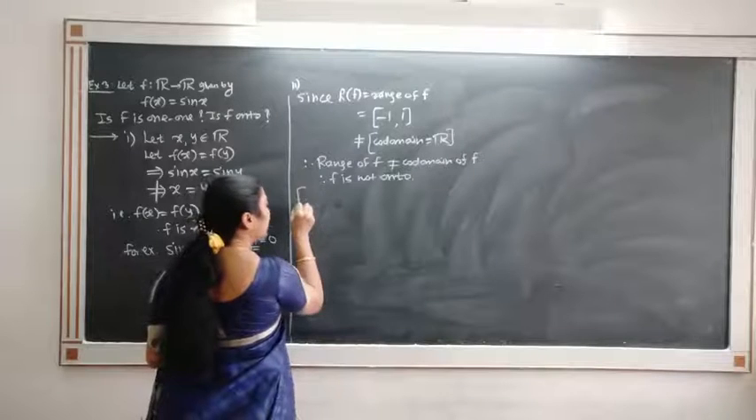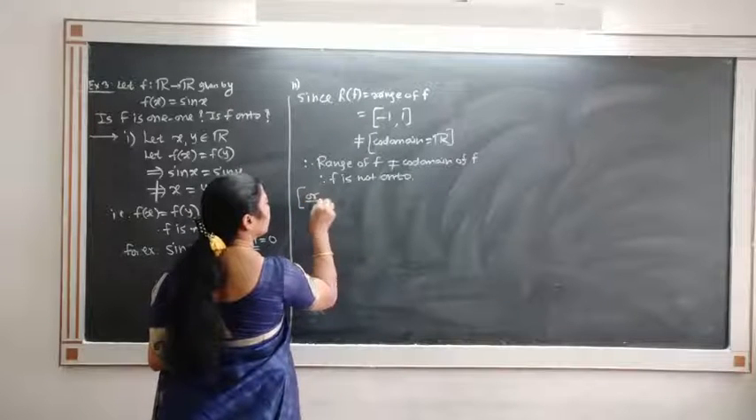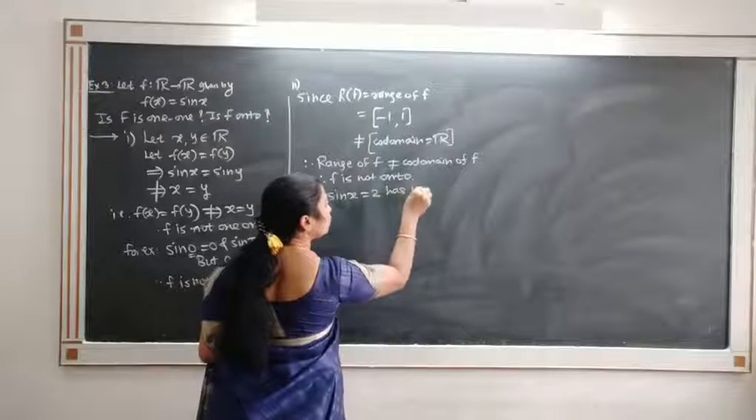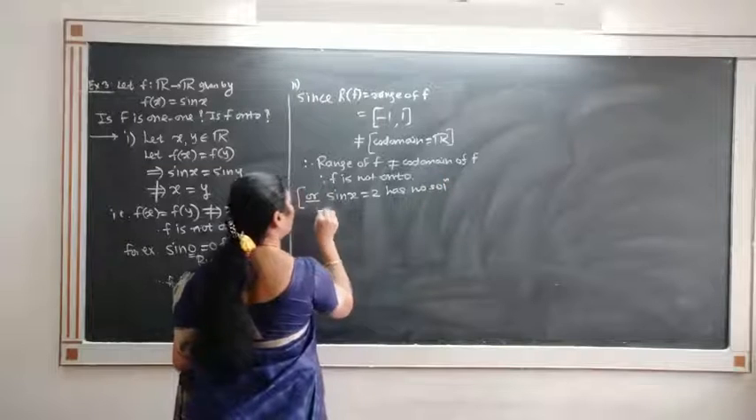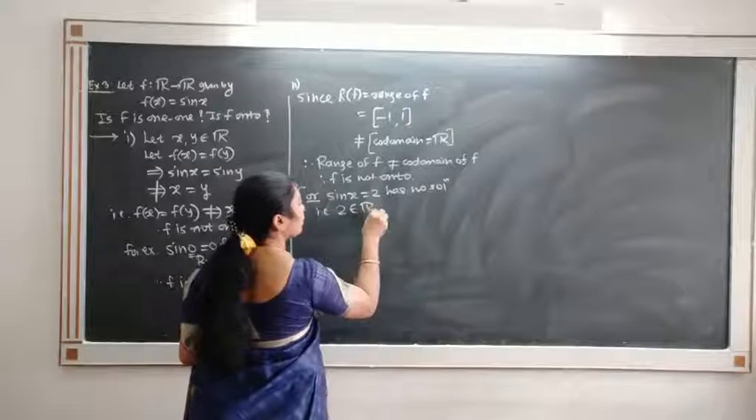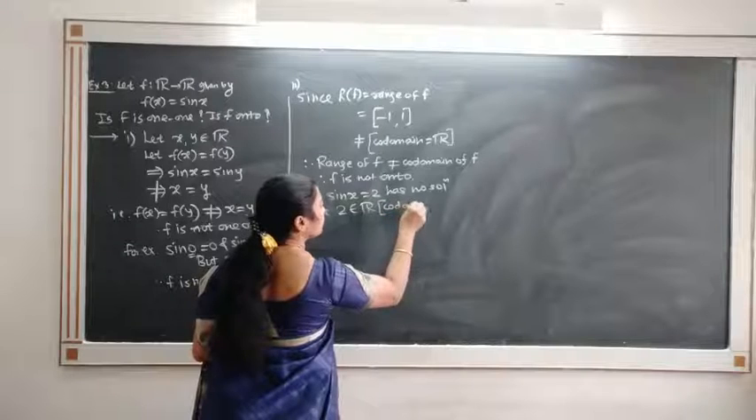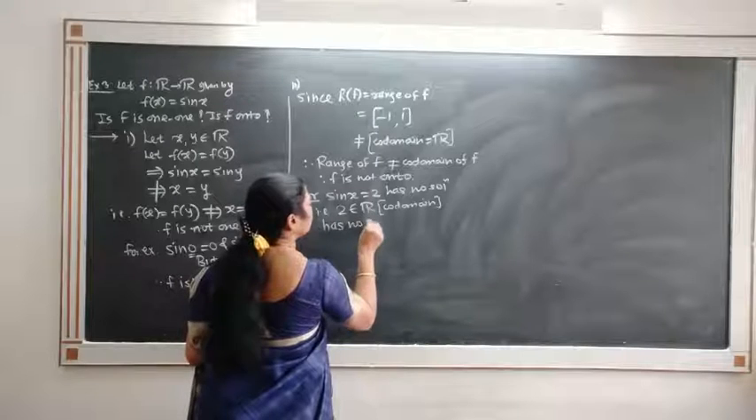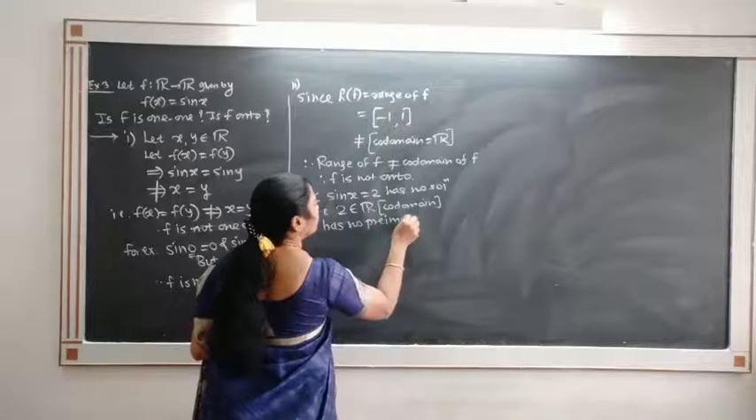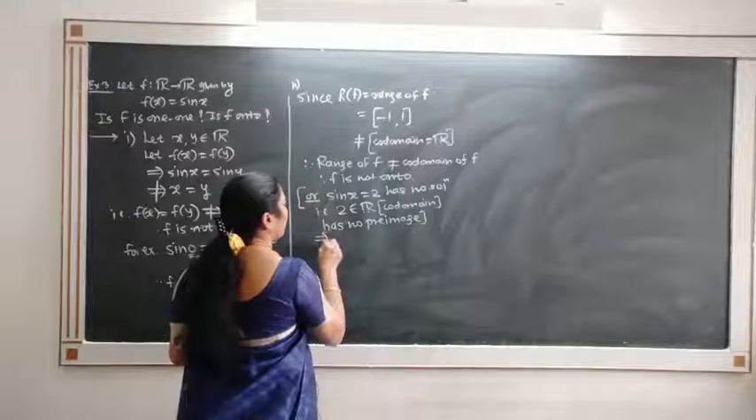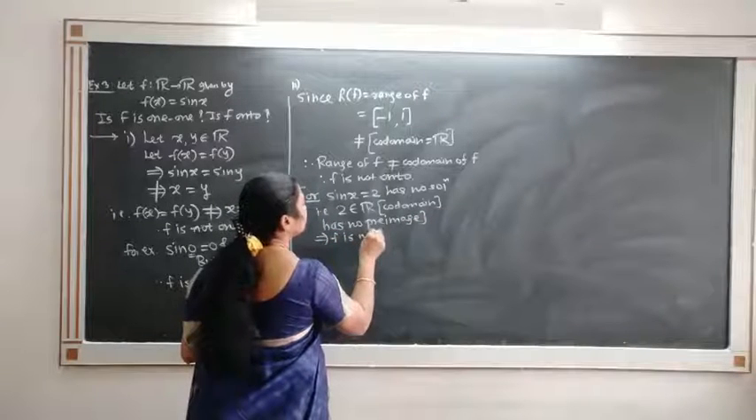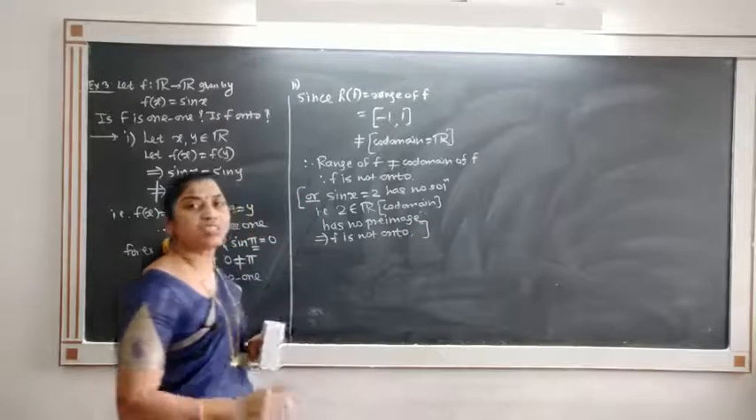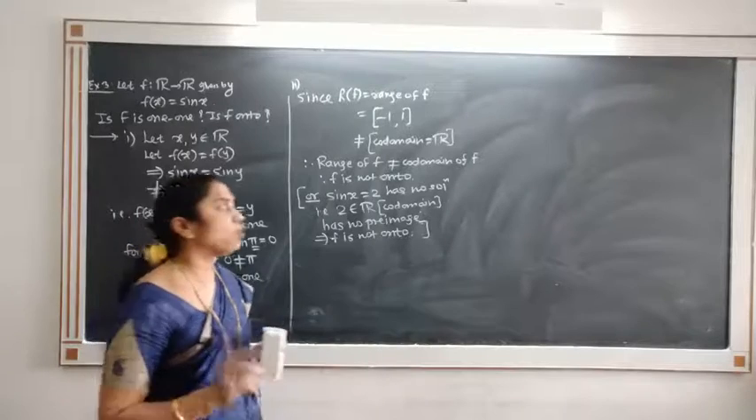Or you can say, in other words, sin x is equal to 2 has no solution, that is, 2 belonging to R in the codomain has no pre-image. So this implies that f is not onto, and therefore this function is neither 1-1 nor onto.